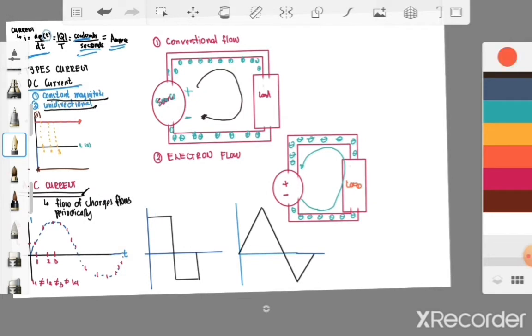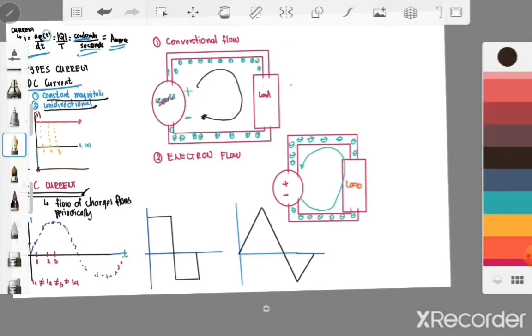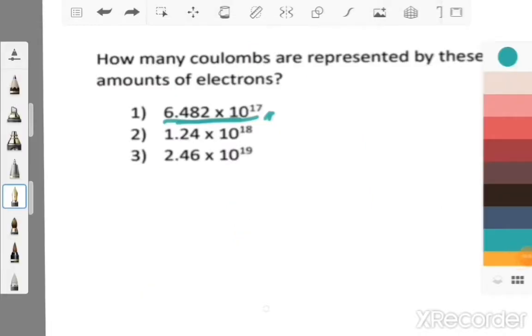But particularly in my lessons, I would prefer to use our conventional flow, so that we will not be confused. We will assume that charges will go out at your positive and going back to your negative. Okay? So let's proceed to the examples.